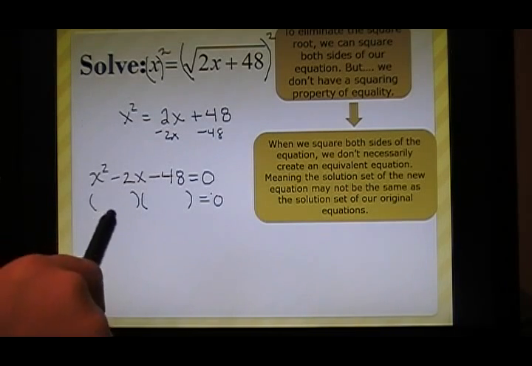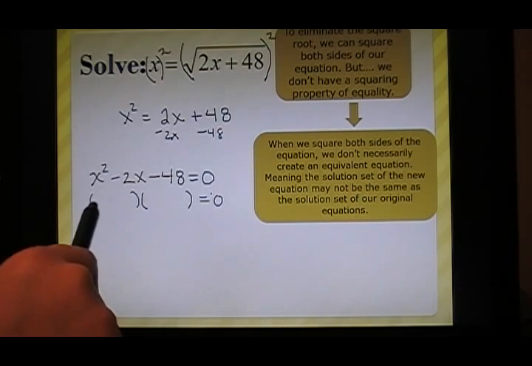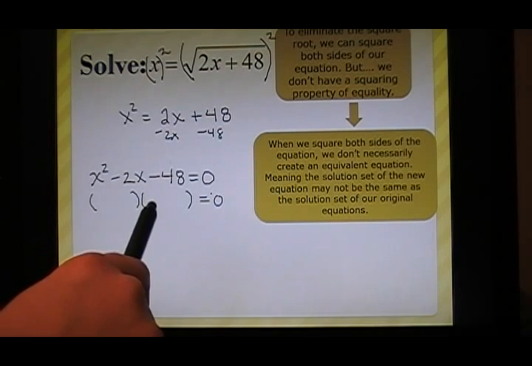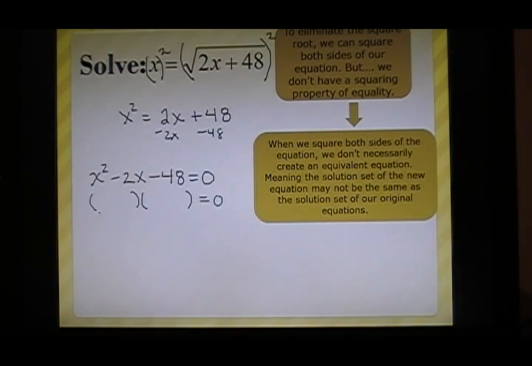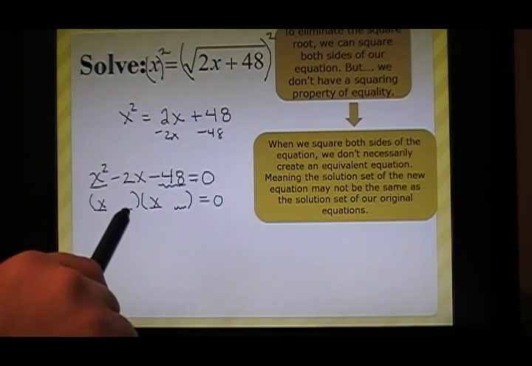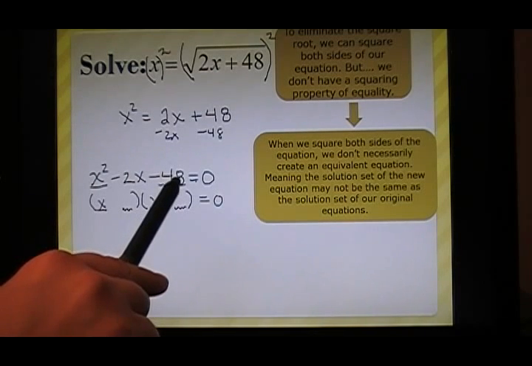When you're working with this, these 2 expressions multiply to the first term. So this first term times this first term needs to give us that first term there. To get x squared, I can multiply x by x. Also, when I multiply these 2 numbers, I should get this term here. So last times last should give us the last.